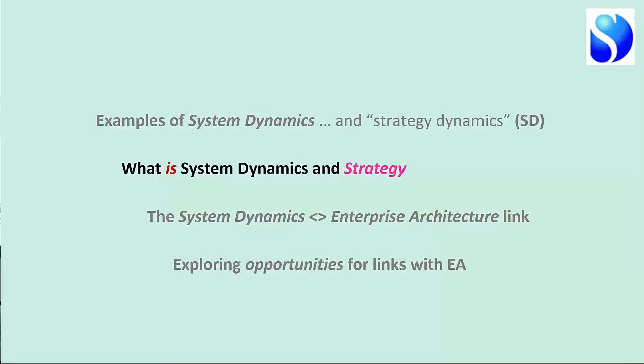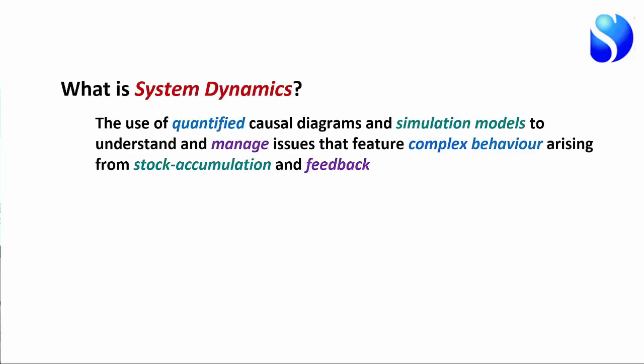So, what is system dynamics and what is strategy? And how do these things relate? System dynamics is the use of quantified causal diagrams and simulation models to understand and manage issues that feature complex behavior arising from stock accumulation and feedback. Right? That's the story I just told you about the marine engineering business. That's what we just did.